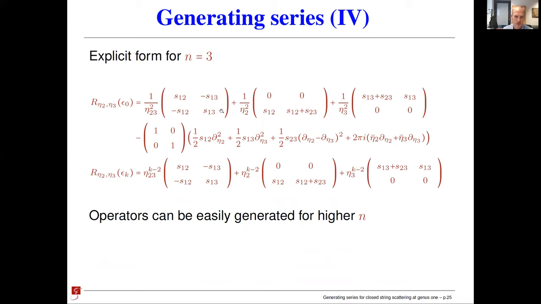I said they are just matrix operators, so they are 2 by 2 matrices in the case when n is equal to 3. Epsilon 0 is of the degree 1 over eta squared, linear in S. Then there are the derivatives with respect to the parameters eta. And then there is this term which mixes eta and eta bar. And the higher ones are just of homogeneous degree in eta, and matrices in the Mandelstam variables. So they're not too bad as operators, and you can find the similar form for higher n easily. I mean, we describe an algorithm for doing that. So these are now the operators that appear in the equation d tau of y equal to operator times y.